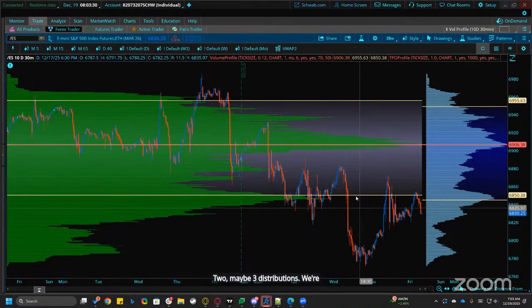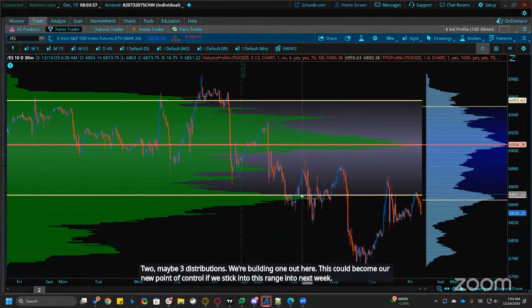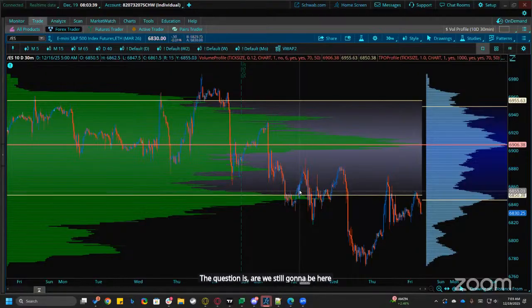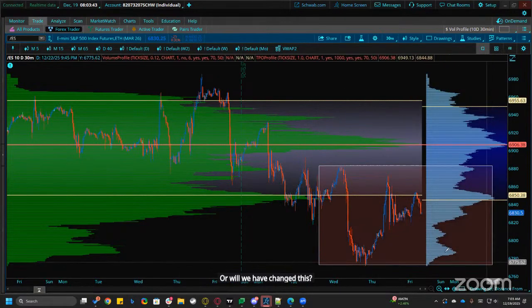We're building one out here. This could become our new point of control if we stick in this range into next week. The question is, are we still going to be here next week, or will we have changed this address?